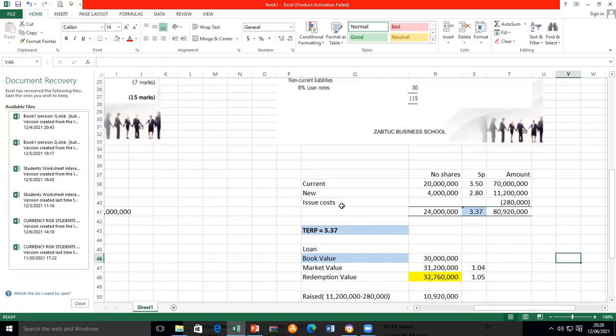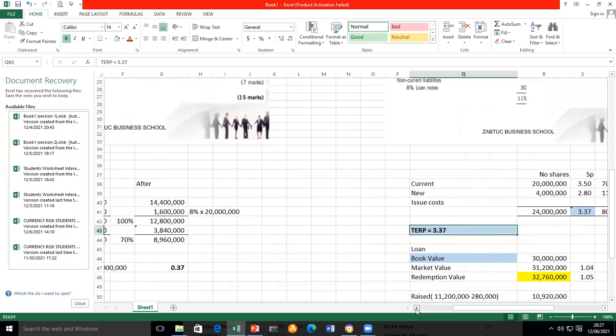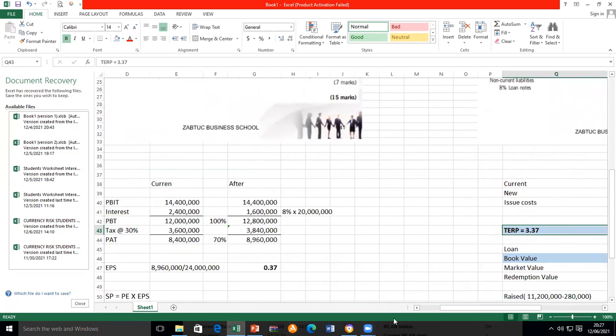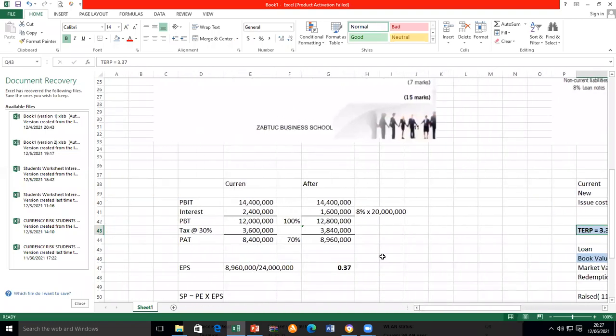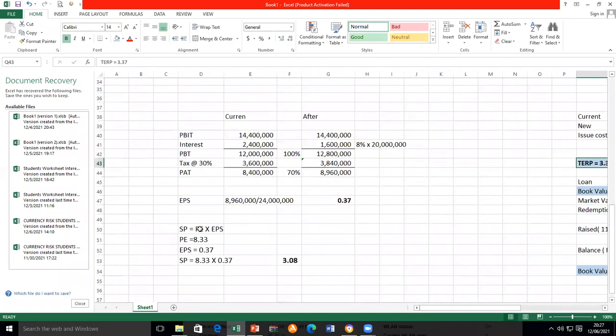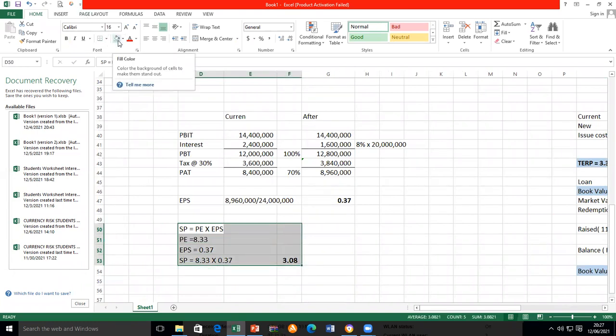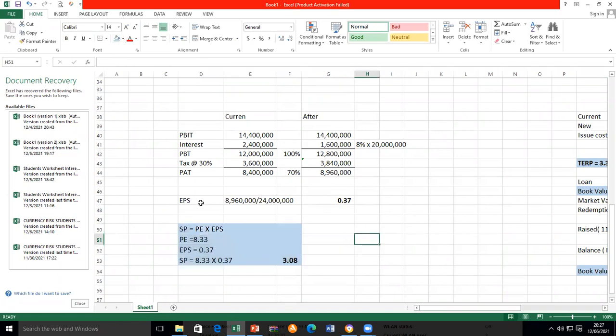This question has been repeated: should we make a rights issue of shares to raise money to pay off a loan? Number one, calculate the theoretical ex-rights price. Number two, you come here and use the price earnings approach to find the share price. Use this approach. The only figure that will be missing that you have to calculate is the EPS, which we have calculated here after the rights issue, after paying off part of the loan.